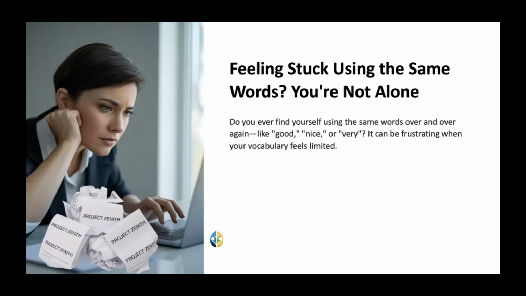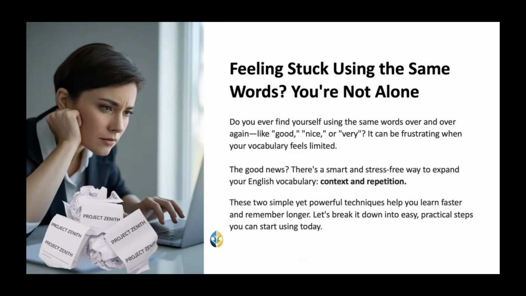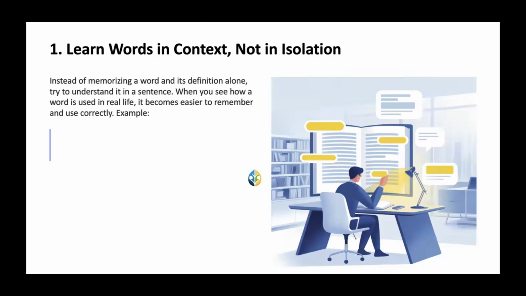So if you find yourself using the same words over and over again, like good, nice, or very, it can be frustrating when your vocabulary feels limited. So the good news, there's a smart and stress-free way to expand your English vocabulary: context and repetition. These two simple yet powerful techniques will help you learn faster and, more importantly, remember longer. So let's break it down into easy, practical steps you can start using today.